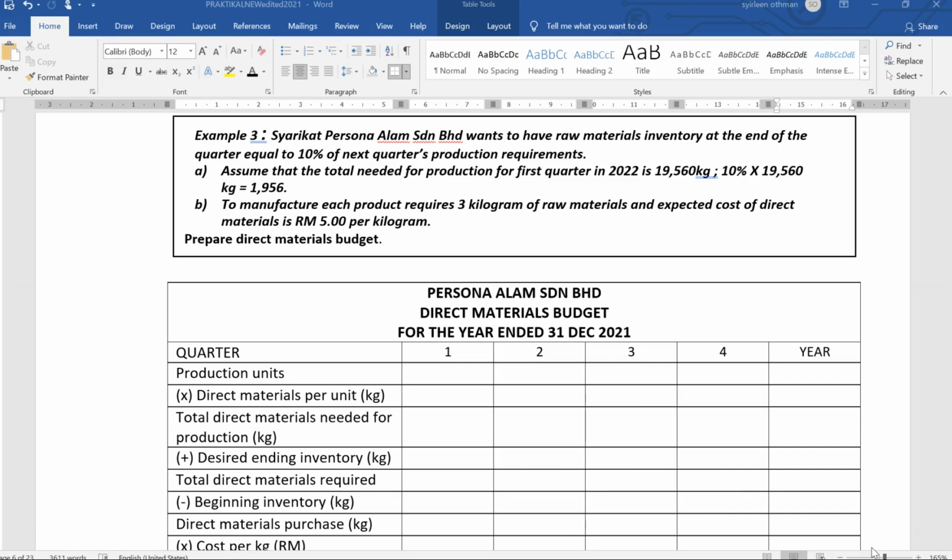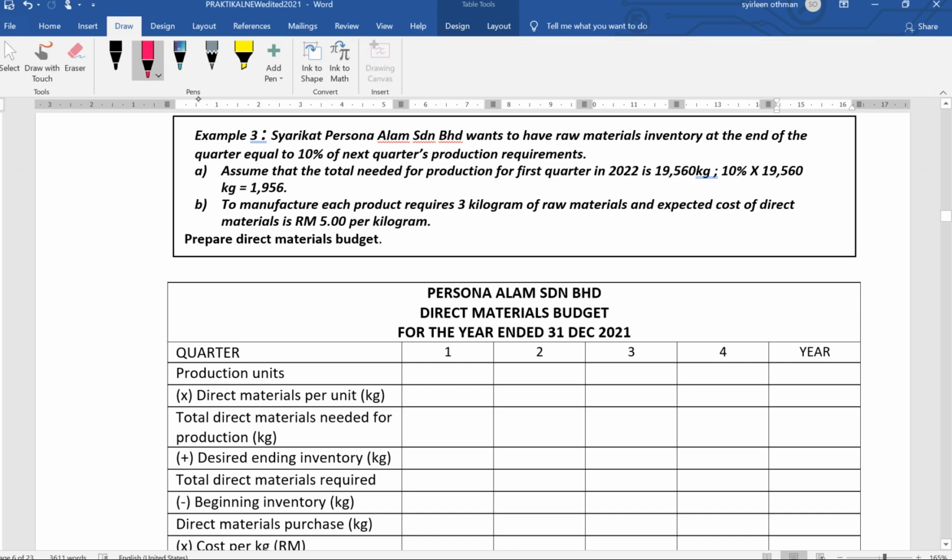Okay, now we will proceed to the direct materials budget. So you look at example 3. Syarikat Pesona Alam Sdn Bhd wants to have raw material inventory at the end of the quarter equal to 10% of the next quarter production requirement. This is actually the ending inventory policy. That means for every quarter, the ending inventory is subject to 10% of the next quarter production requirement.